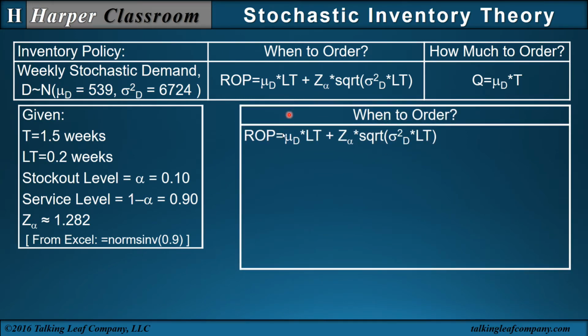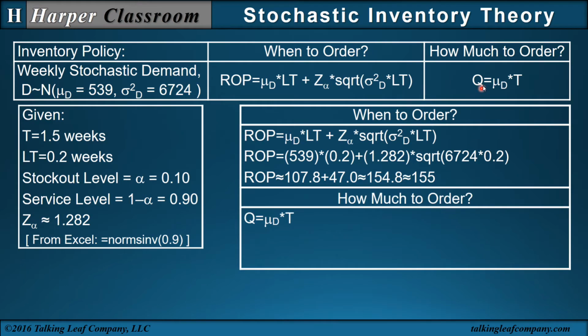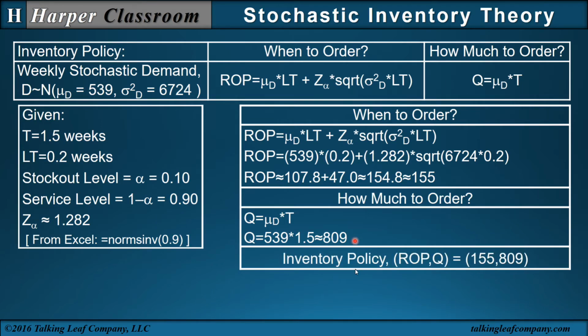When to order, I bring down the ROP, and then I substitute. The mean is 539. The lead time is 0.2. Z is approximately 1.282 times the square root of the variance, which is 6724, times the lead time, 0.2. Doing the arithmetic, the ROP is approximately 155. How much to order? I bring down the equation. The mean is 539, and the inventory period is 1.5 weeks. So the lot size is approximately 809. So our inventory policy is 155, 809.